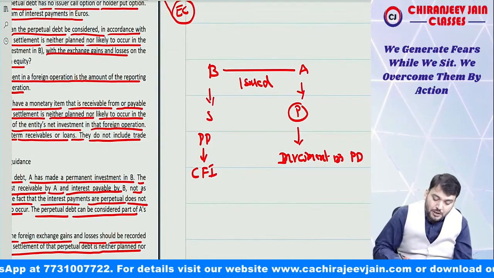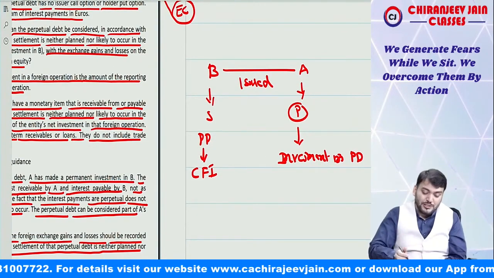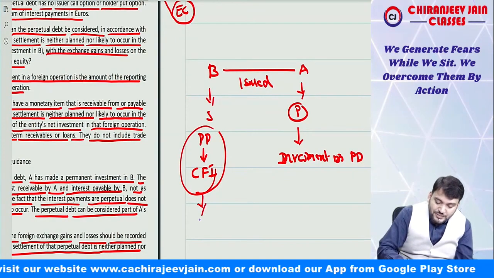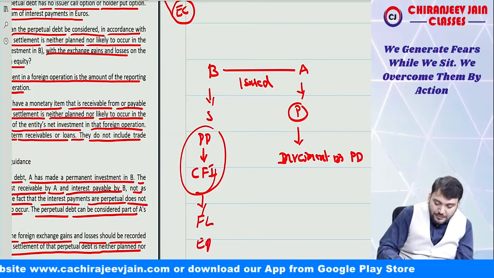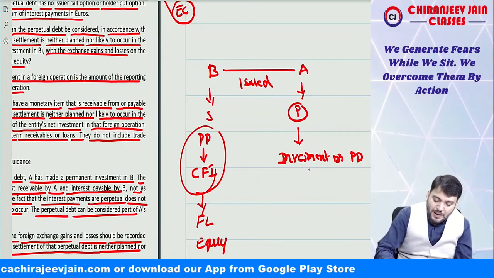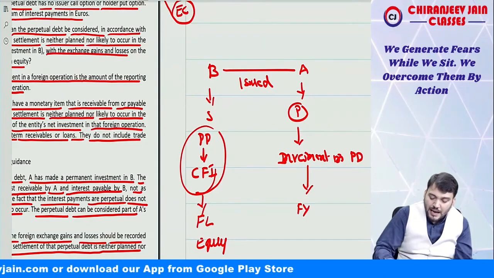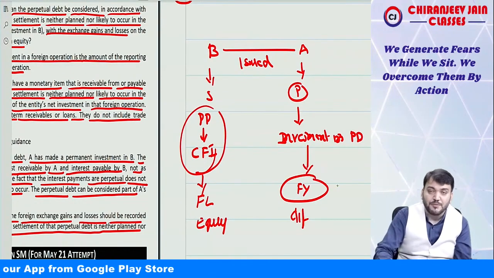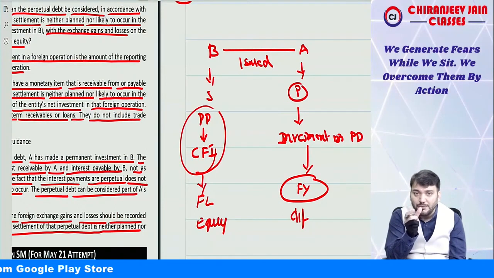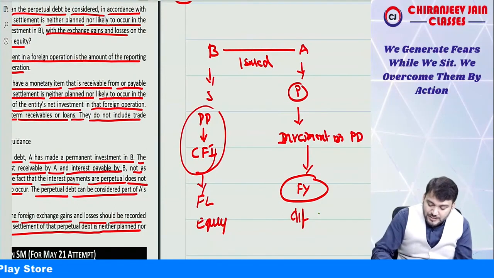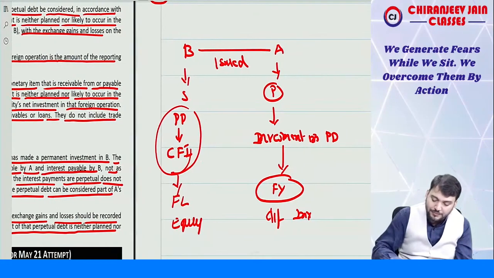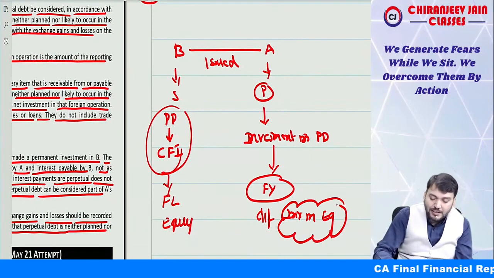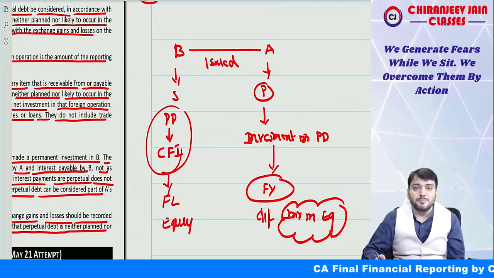Correct. Understood. Now, this will be split into two parts. One will be financial liability, the other will be equity, and this will be done at fair value. The financial asset will be recognized at fair value, but there is only contractual cash inflow. Correct. Now the difference will be considered as investment in equity instrument.